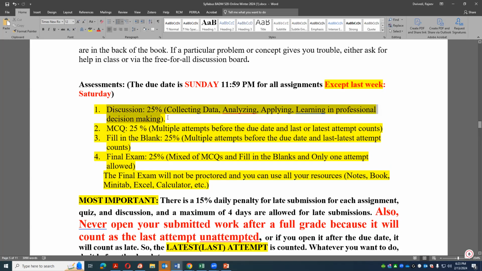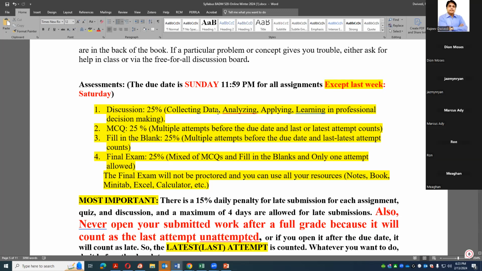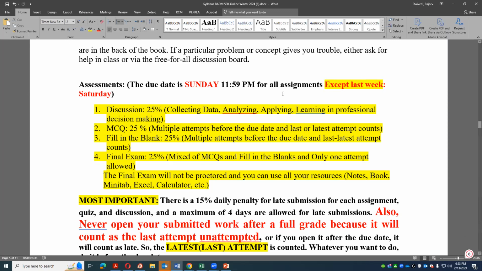Here, discussion is a little different from the previous course. We need some data that you can collect through a secondary source. You can make your dummy data. You can make some data based on assumption, presumption, or you can randomly generate data. And based on that, you make your discussion.